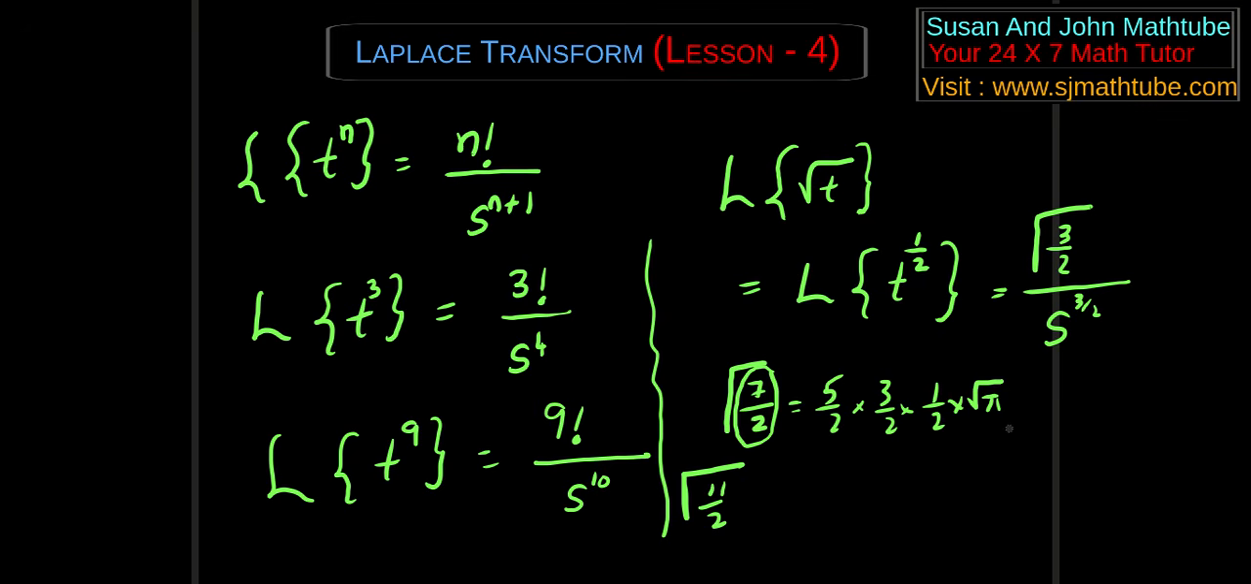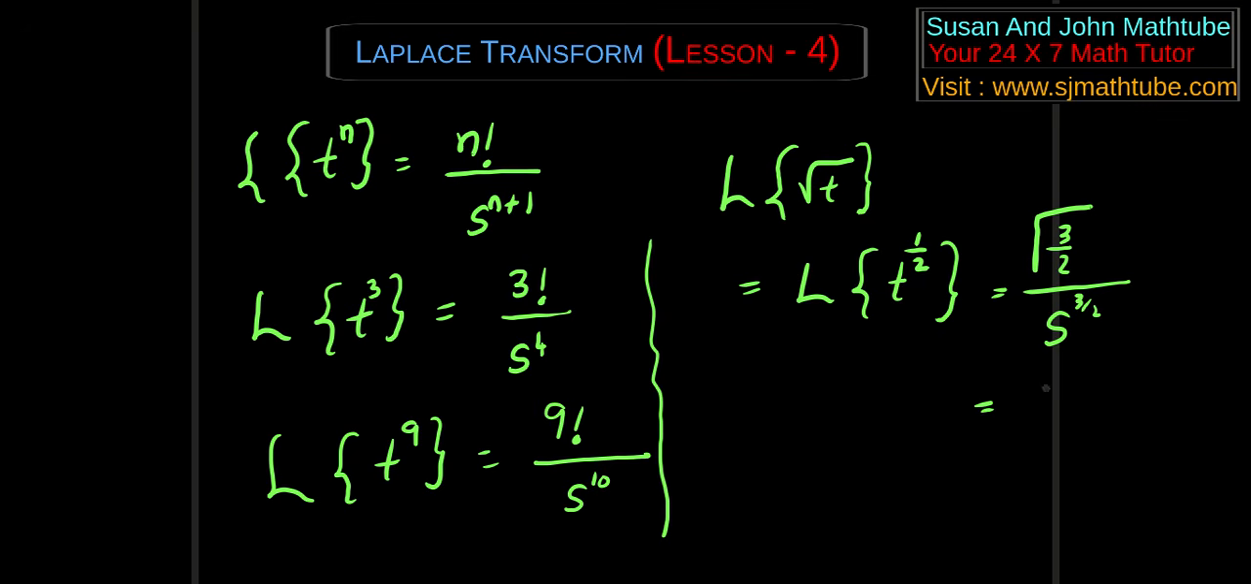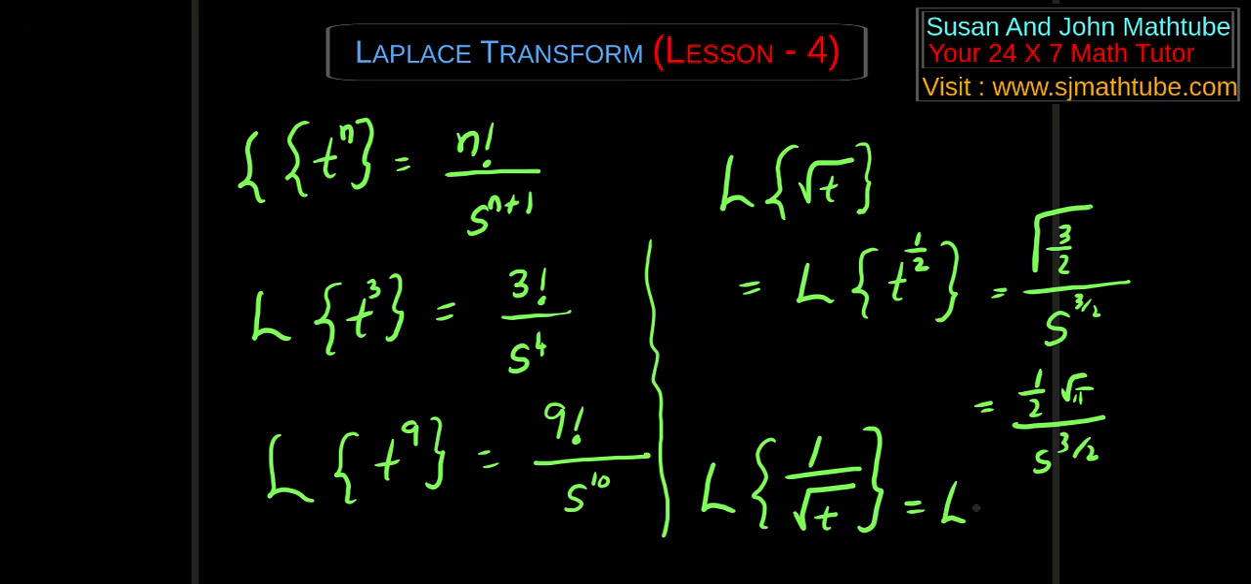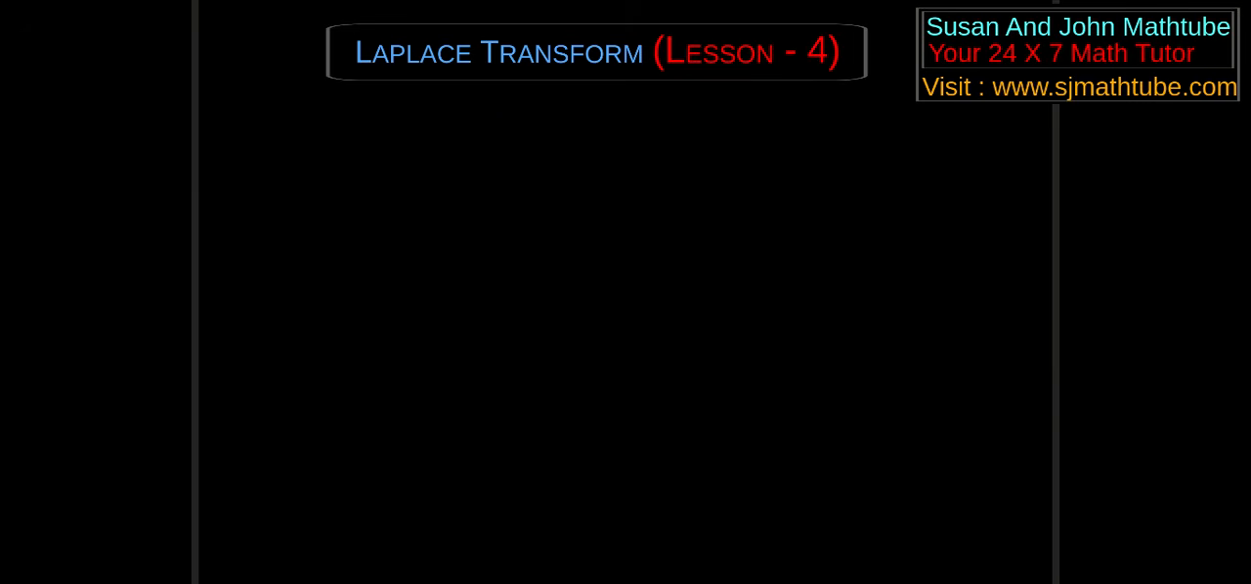So time to solve this problem. That will be 3 by 2 minus 1. 1 by 2 root pi by s to the power 3 by 2. And you can try one more and we can conclude that video. 1 by root t. Okay, and that will be Laplace of t to the power minus 1 by 2. Try it yourself. Okay, so in the next video we are going for the questions they usually ask in exam.